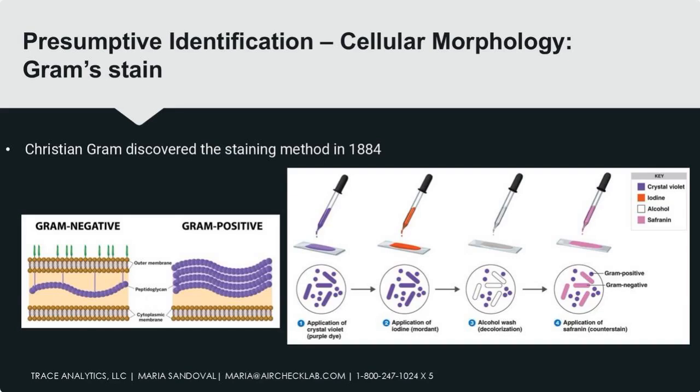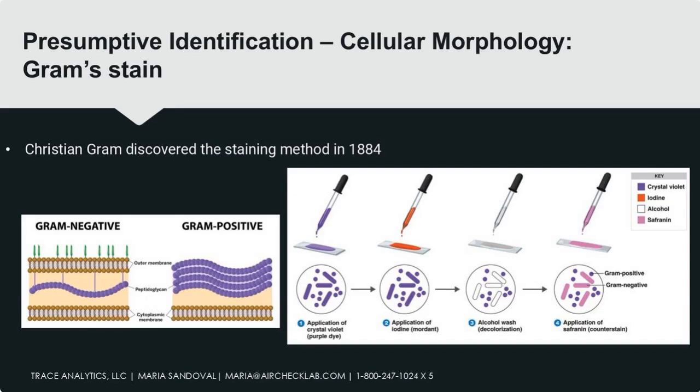All coliform-producing organisms are gram-negative. So if you only care about coliforms, then maybe you only want to do gram staining. And that would be enough to tell you, okay, I have a presumptive identification for coliforms. I'm going to do gram staining. But I need to be clear.